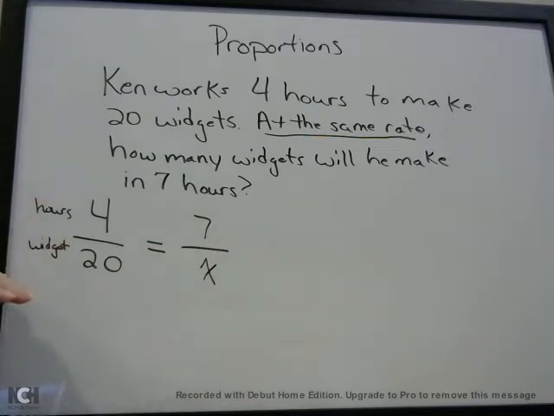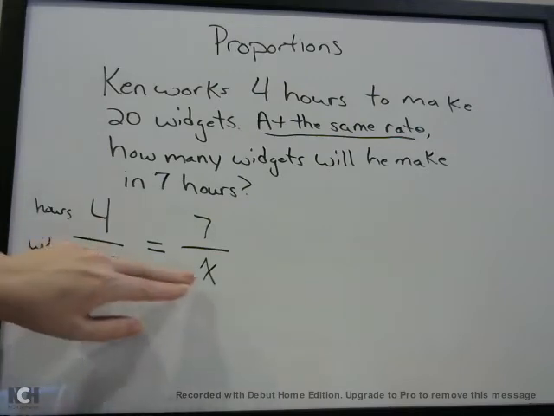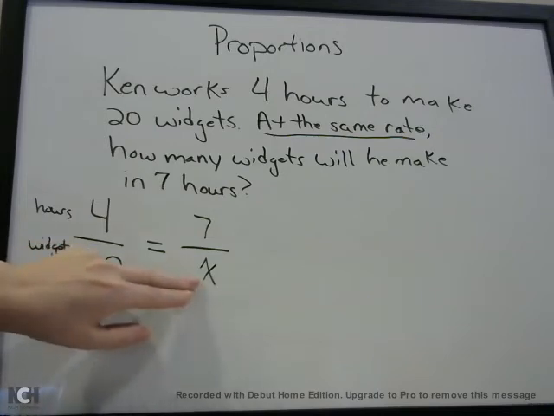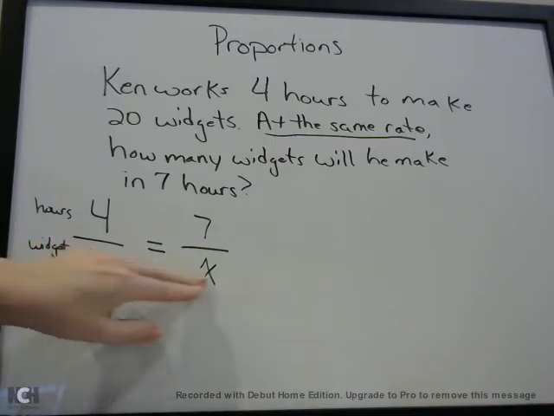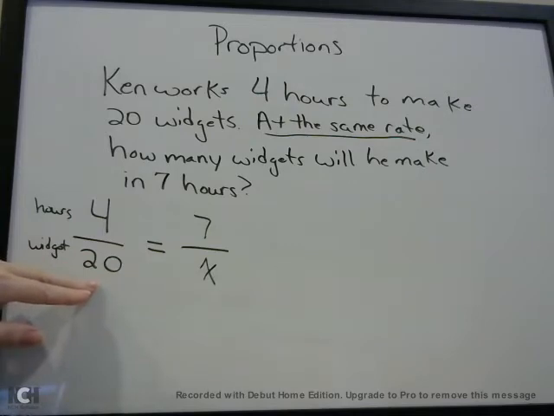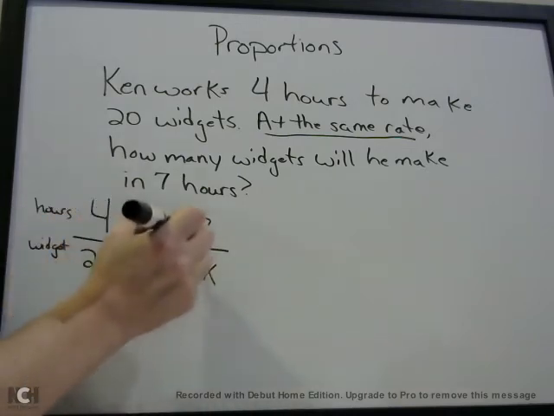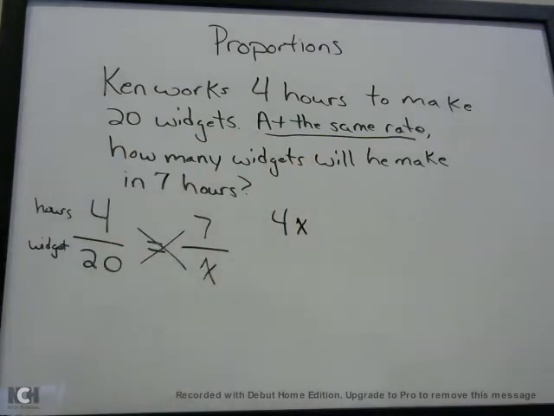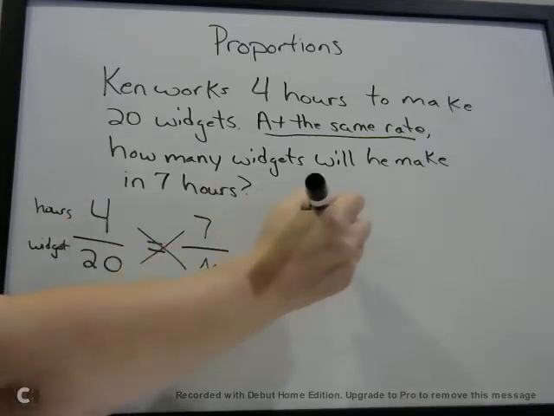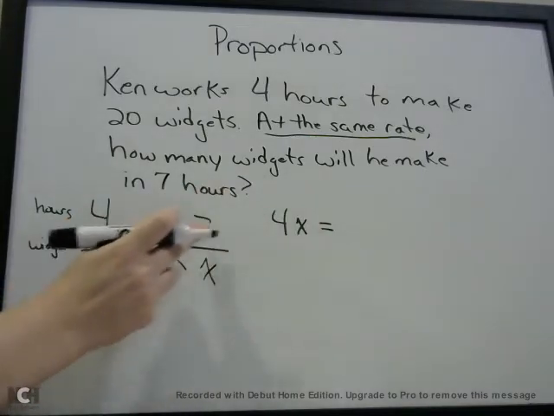I'm just showing you how to set the problem up, where you look at the first part of the problem, 4 hours, 20 widgets. At the same rate, how many widgets will he make in 7 hours? We don't know how many widgets, so we put that on the bottom, 7 hours on top. Now we're going to do essentially the same thing we did in the last problem: what makes these two ratios or fractions equal? We're going to have to solve for x to find that out. So we're going to cross multiply. 4 times x, which you can write as 4x, has to equal 7 times 20.